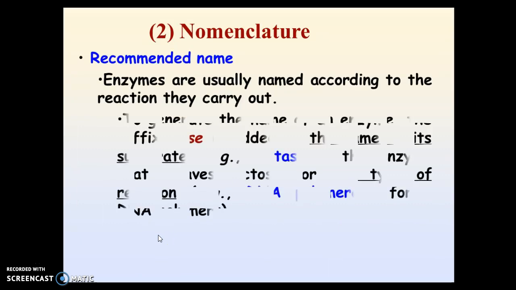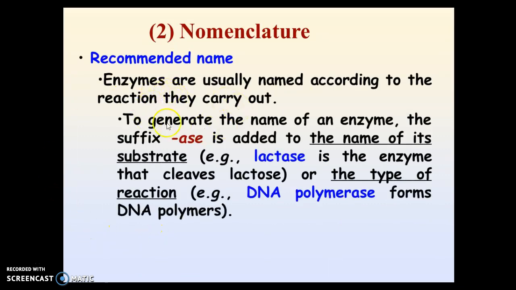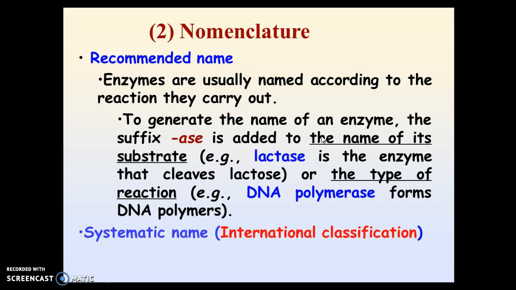Now the nomenclature: according to the nomenclature, enzymes are generally named after the name of the substrate, with the term ase added. For example, the enzyme which cleaves the lactose molecule is termed lactase. Similarly, the enzyme which acts on DNA polymers is termed DNA polymerase.